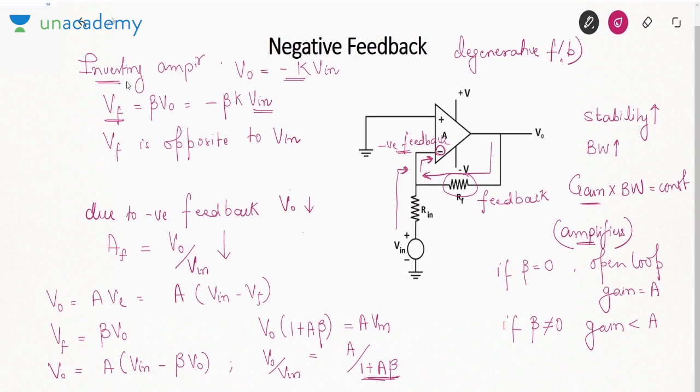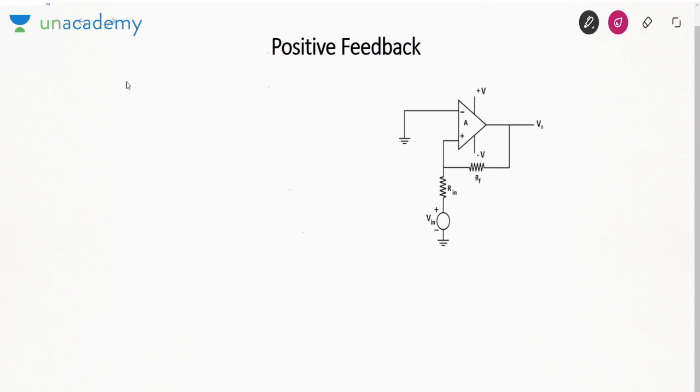So what you have to remember about negative feedback? For negative feedback in Opamp, we have to connect feedback at the negative terminal. Secondly, the gain of the amplifier reduces in case of negative feedback. This much, if you remember, is sufficient. Next, let us talk about positive feedback. This positive feedback is also called regenerative feedback.